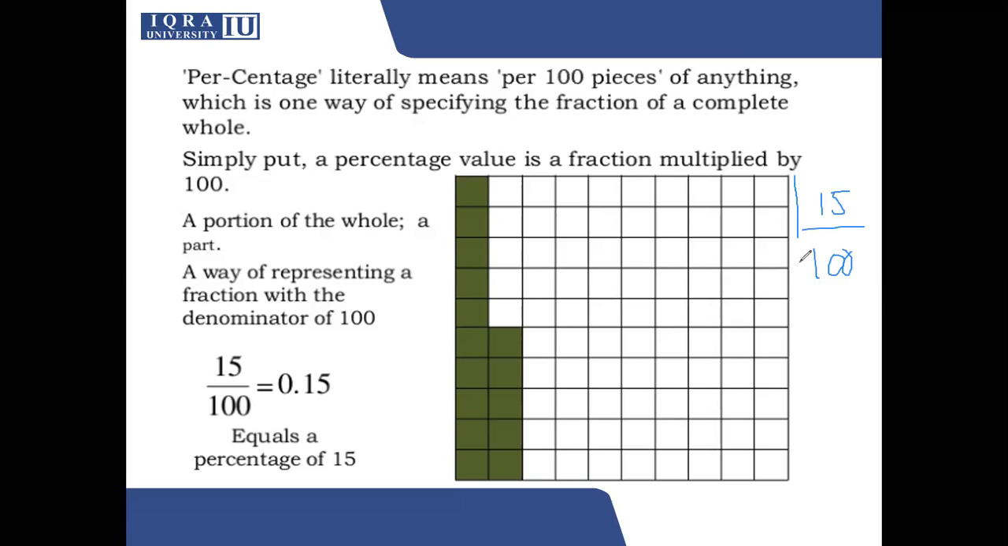So now you have this fraction, right? 15 by 100. And now you convert this fraction into a percentage. And how do you do that? You do this by multiplying it with 100, right? We're going to see this in the next slide. But it is a way of representing a fraction with a denominator of 100. So 15 by 100 is basically 0.15. When you divide 15 by 100, you get 0.15. And this is the same as 15%, right?